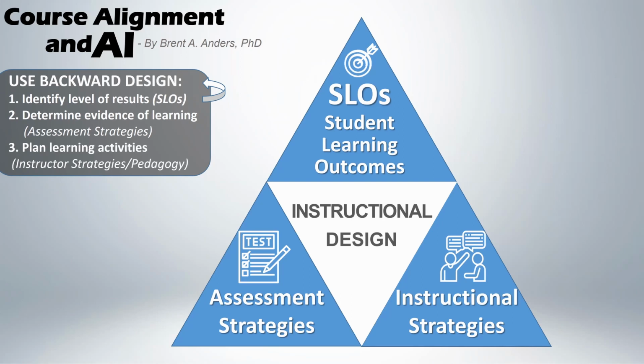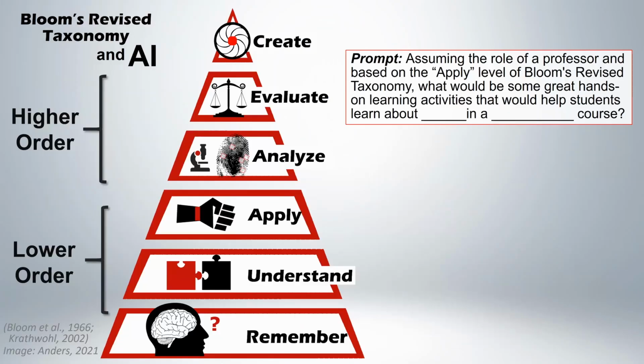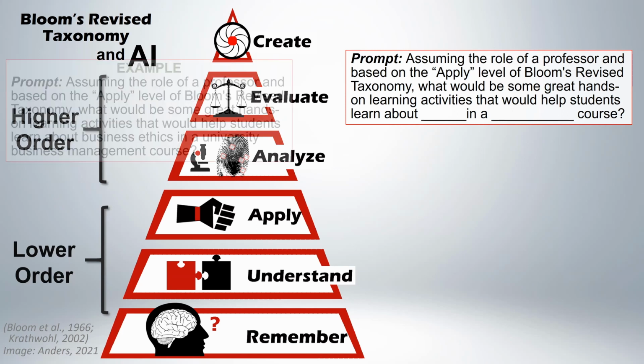So now what I can do here is ask the AI, assuming the role of a professor and based on the apply level of Bloom's revised taxonomy, what would be some great hands-on learning activities that would help students learn about whatever topic in whatever course? So now I'm asking it specifically to help me, again, on a specific level, dealing with Bloom's revised taxonomy, to come up with some ideas. So I'm asking it for help with pedagogy. I'm asking it for what are some good hands-on learning activities.